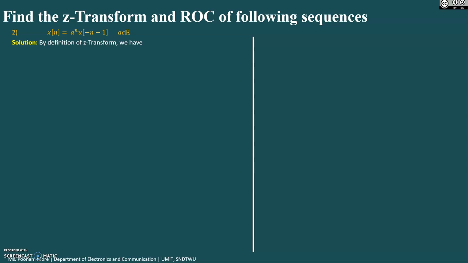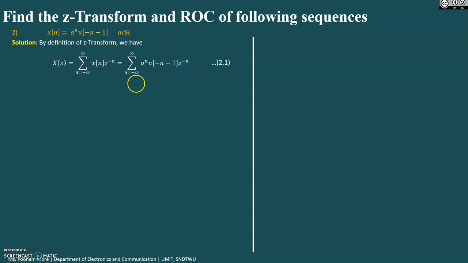Here you can see the next problem is x of n is equal to a raised to n u of minus n minus 1. So here, by definition of the z transform, we can write x of z as the summation of a raised to n u of minus n minus 1 z raised to minus n, where n will take the value from minus infinity to infinity, as you are considering the bilateral z transform expression.